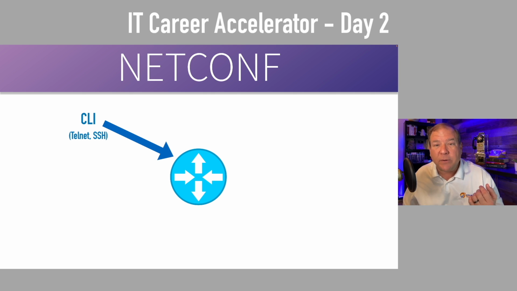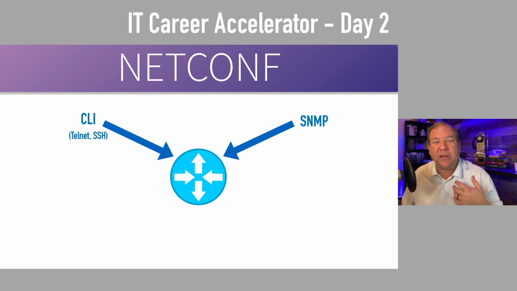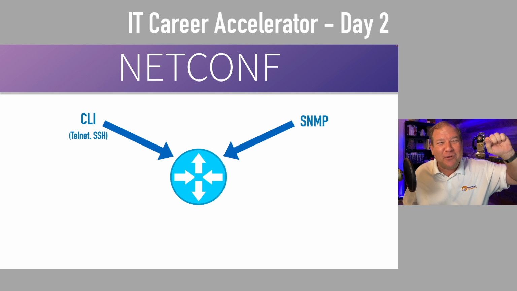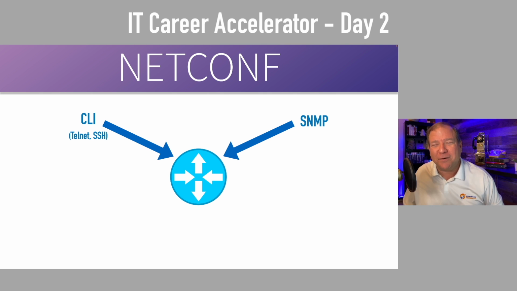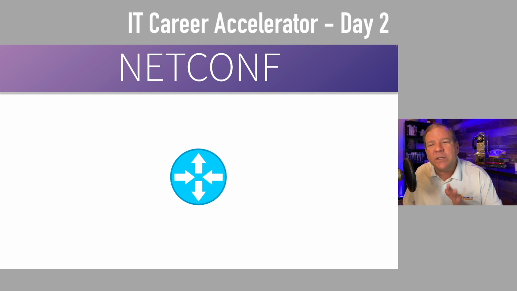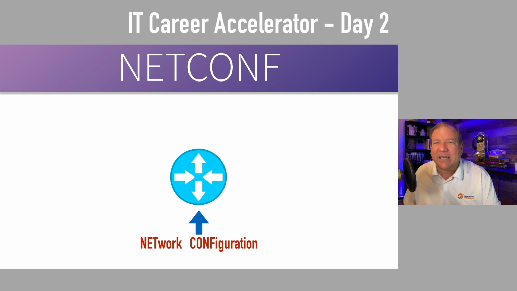And just to contrast it with the way we used to do things, we used to go in via the CLI, and we could do things like Telnet or Secure Shell, or even use SNMP. SNMP was originally designed to be able to configure our network devices. It still can. People just never used it for that very much. But mainly it was used to just monitor information. But now, instead of using those legacy approaches, we're going to use something called netconf, network configuration.